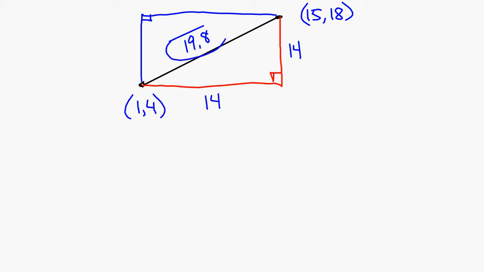A little quicker? Yeah. Okay. All right, so any questions on using the Pythagorean theorem to find the length of a segment? Turn it into a right triangle. Use A squared plus B squared equals C squared.